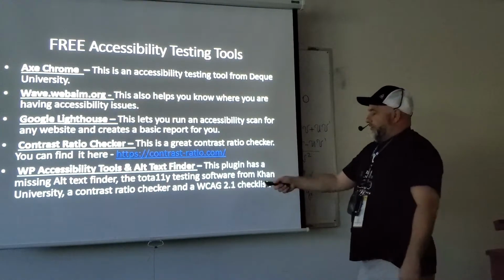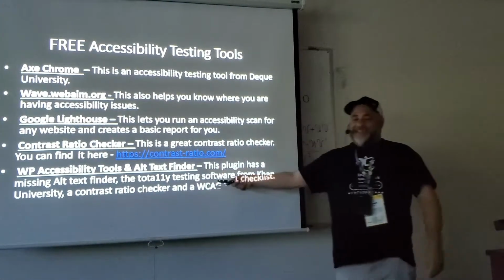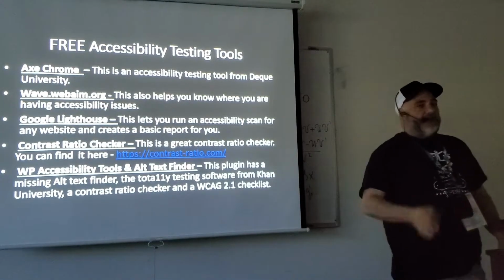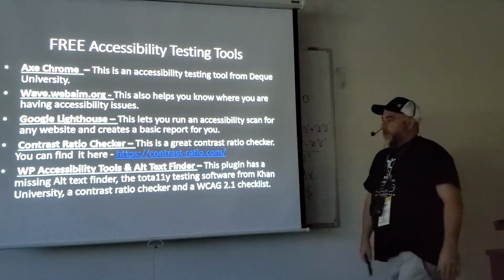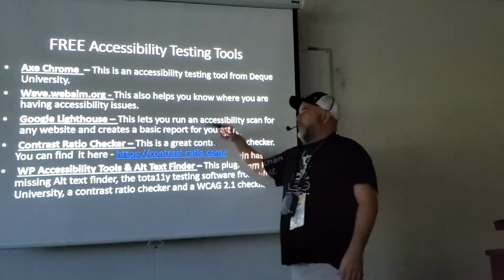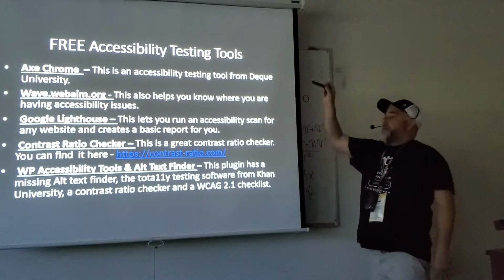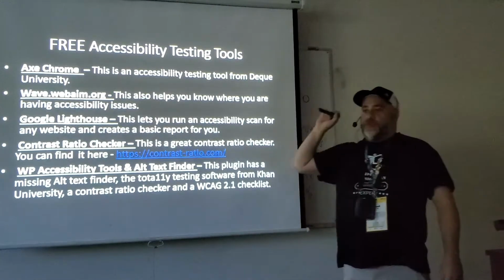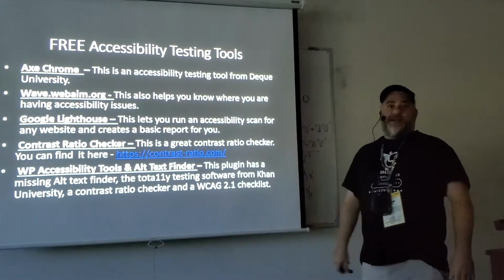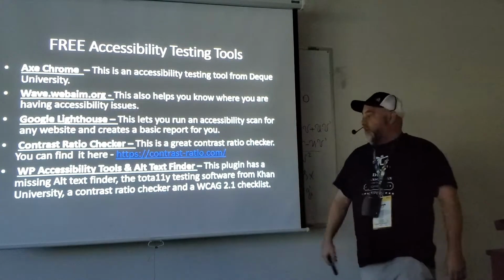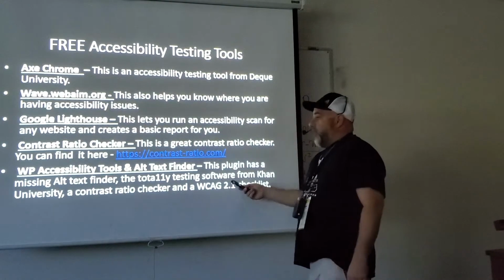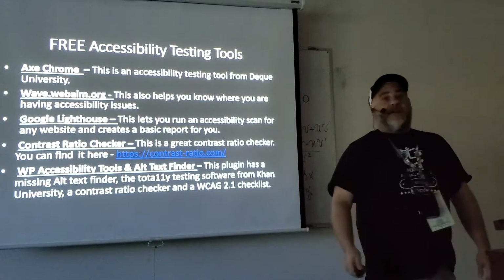WordPress Accessibility Tools and Alt Text Finder. This is our plugin. It is completely free, not freemium. Will always be free. And basically what I'm doing is as I'm going through doing all my accessibility stuff, living my life, when I find very useful tools, I'm slapping them in there. I'm just trying to help. That's all I'm doing. So in this plugin, we got an Alt Text Finder, which is very useful.